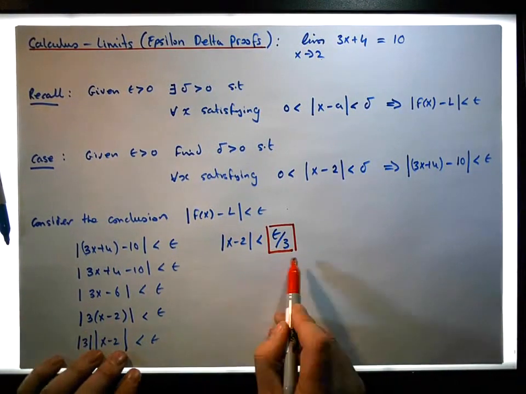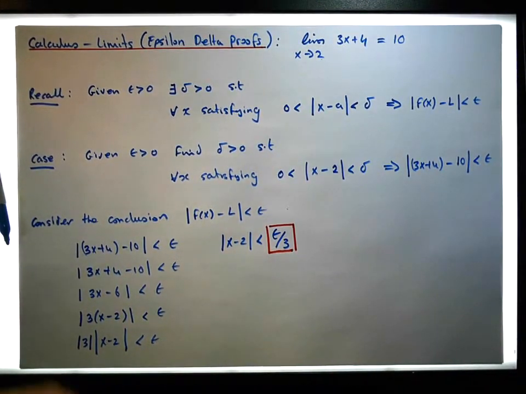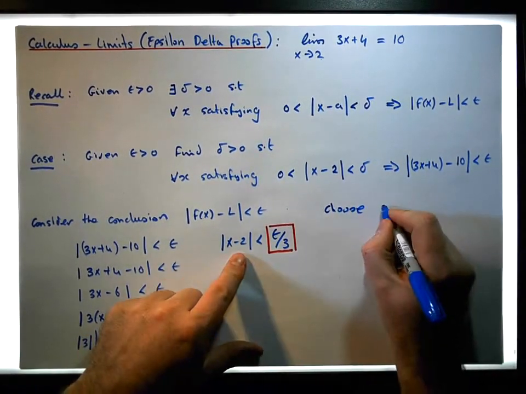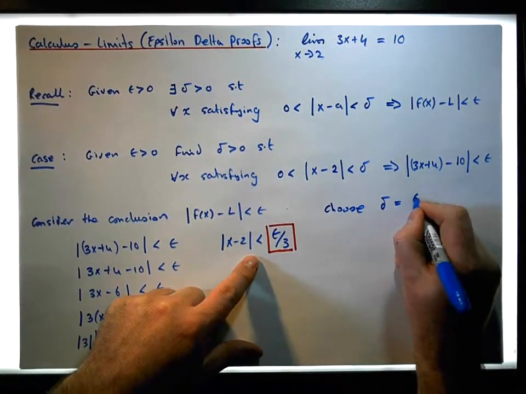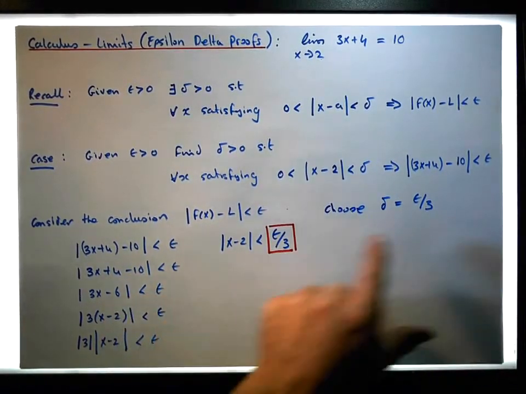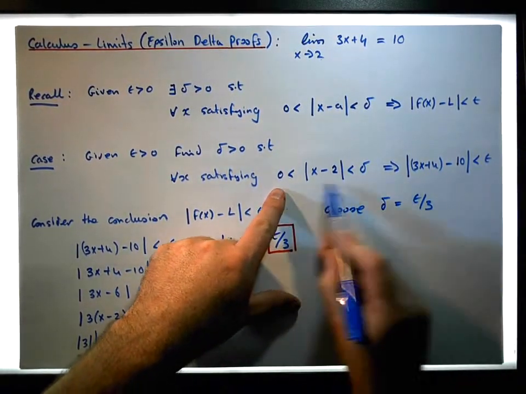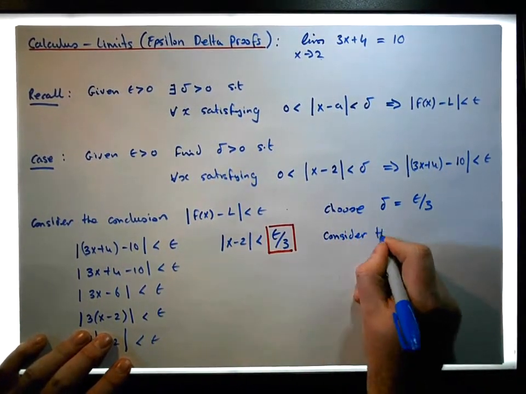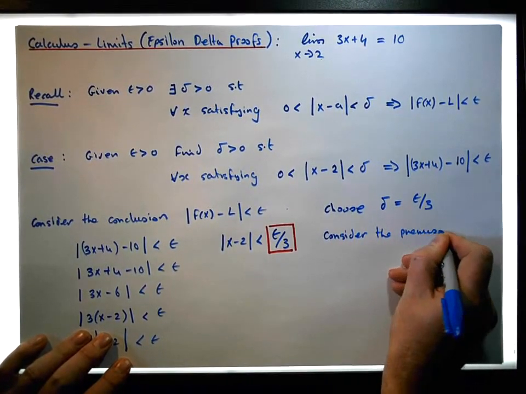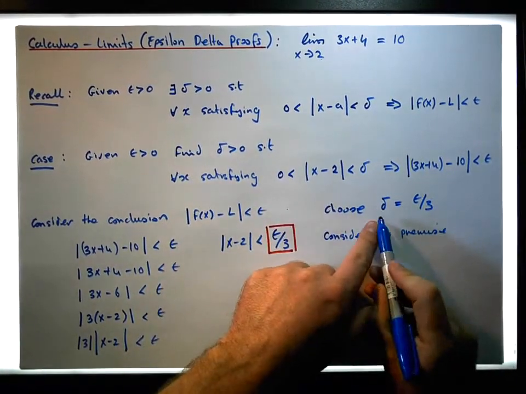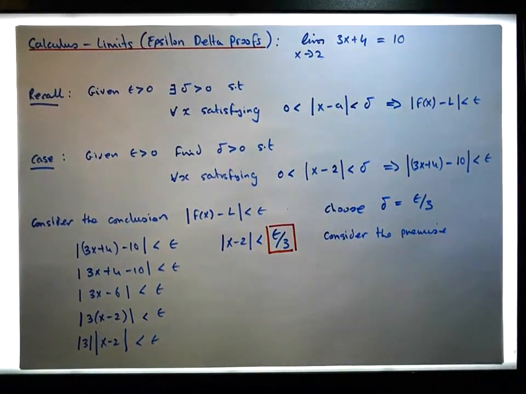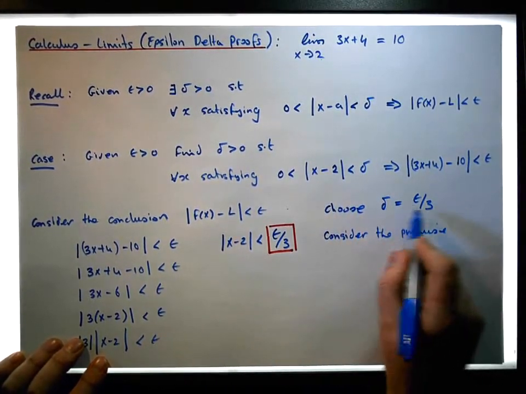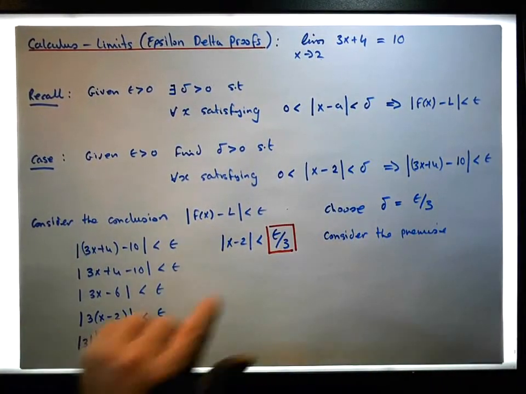So now what we're going to do is let's choose delta to be equal to epsilon over 3. So let's choose this now. And let's now take the premise, okay? So let's now consider the premise, and let's see from the premise, can we get the conclusion, okay? So we've now found the appropriate delta, and let's see with this particular delta, do we end up with this particular conclusion?